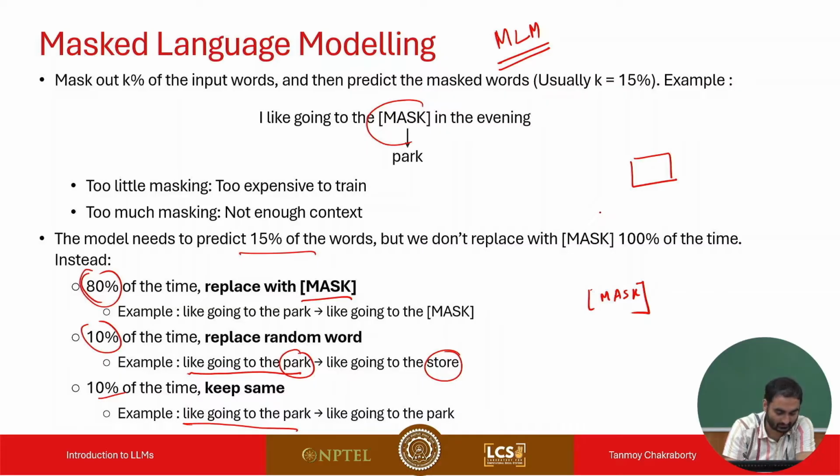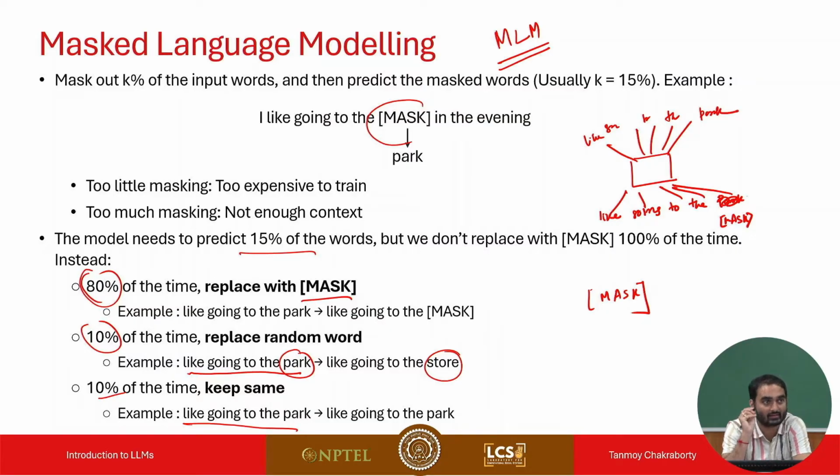This is my sentence, let's say going to the park. You feed this, you replace this by mask, and you want the model to predict going to the park.